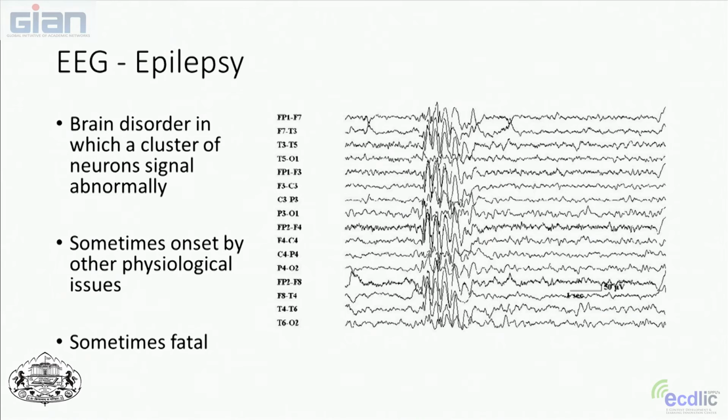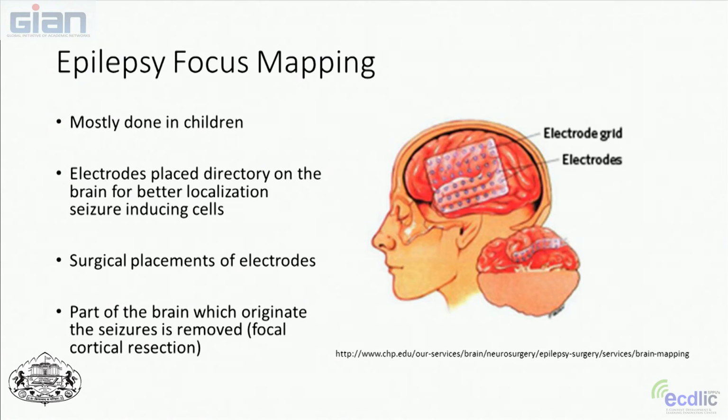So an epileptic seizure in EEG might look something like this. The brain's going along normally, but a cell is firing, and the activity is so great that it's propagating through all the regions of the brain. Sometimes it's set off by some other kind of physiological issue. And epilepsy can also be fatal if you have a grand mal seizure and it's a bad outcome. So again, this is mostly done in children. They can put the electrodes directly on the skull, and again, they try to localize or find the origin of the seizures and do a focal cortical resection, which is cutting this area.